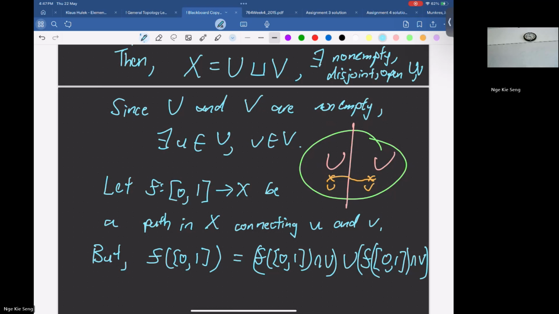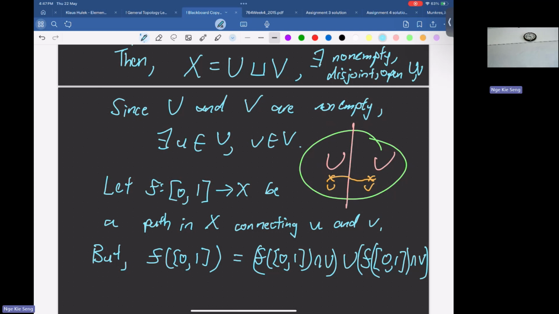Disjoint, why disjoint? U and V are already disjoint. Can this happen or not? Why not? If not, that means this set must be connected. Then you need to argue why this set is connected. This is a continuous image of a connected set, so it must be connected.